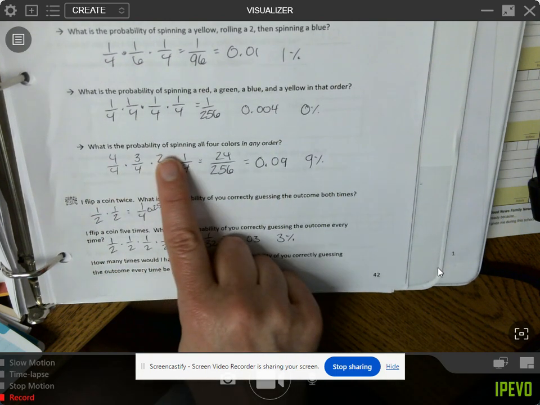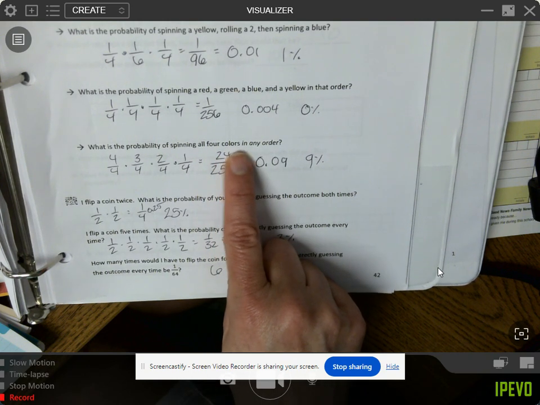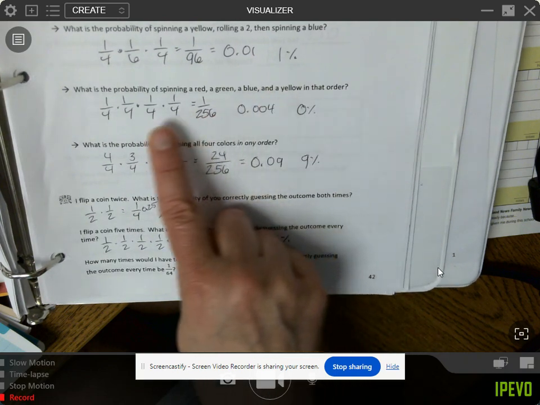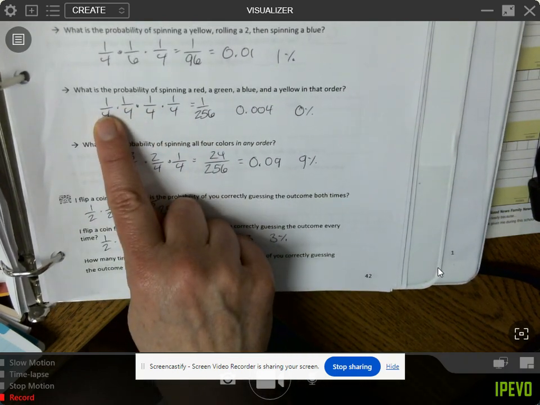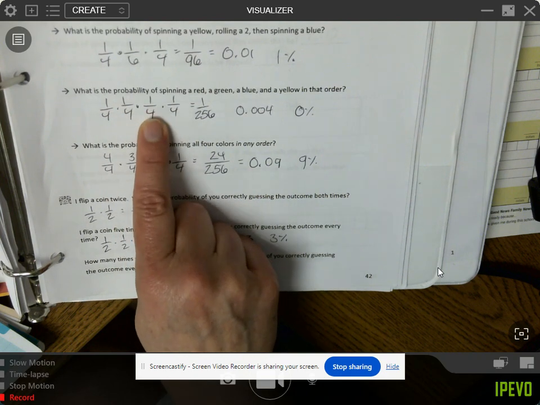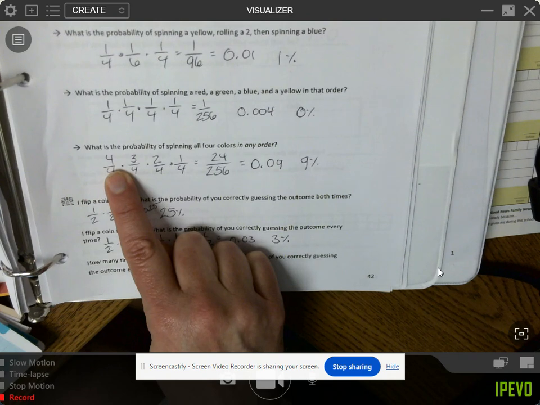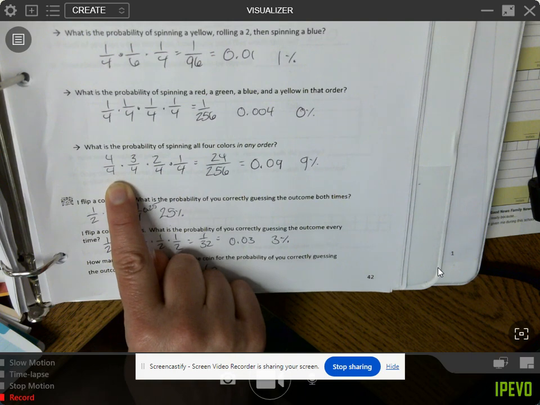What is the probability of spinning all 4 colors in any order? So up here it had to be a specific order. So it was 1 out of 4 for each one, because it had to be the red, then the green, then the blue, then the yellow. Here we could spin any color that first time we spin. So we have 4 out of 4 chance of spinning a color.